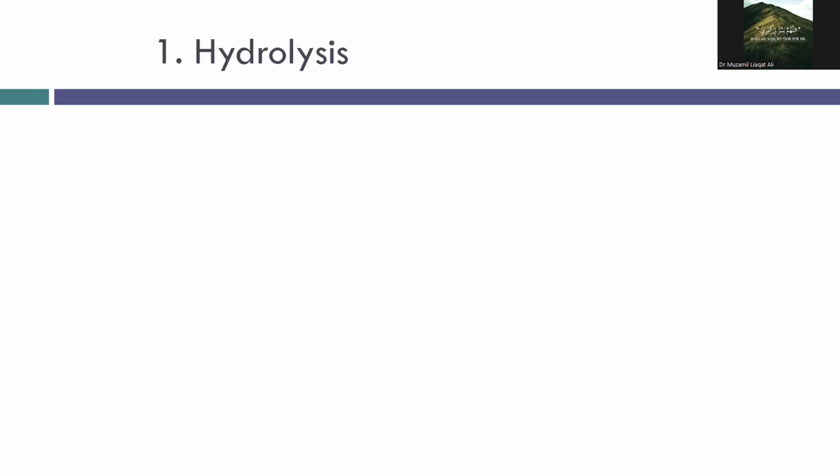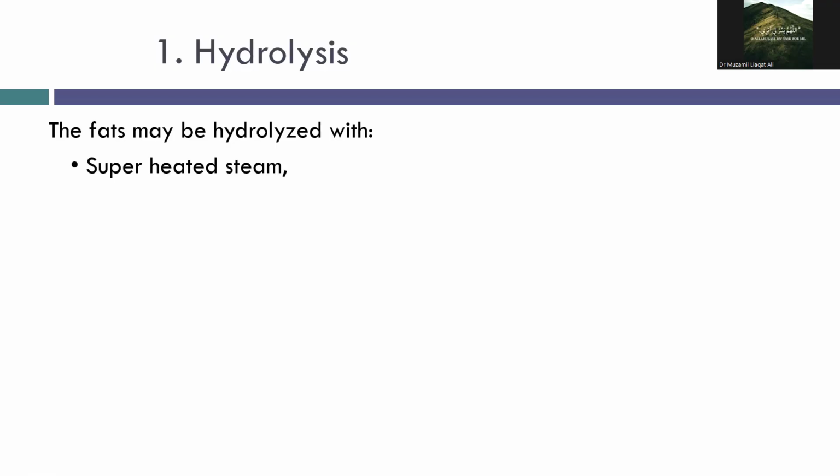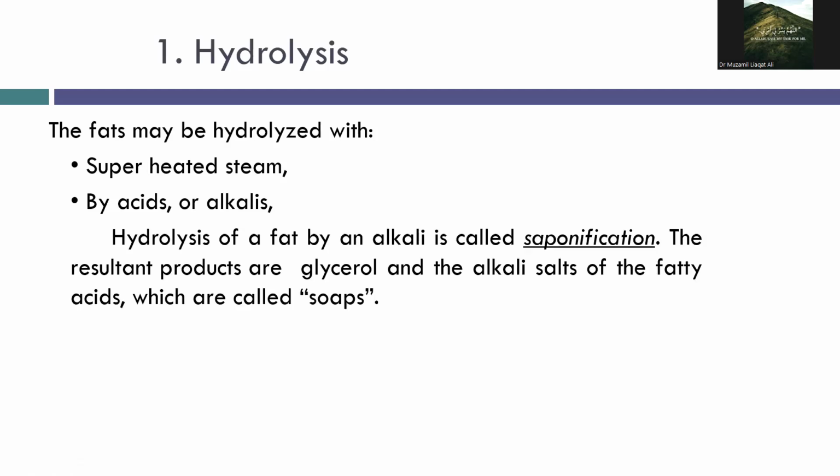Now let's move to the hydrolysis. Hydrolysis splits tags into glycerol and free fatty acids. This can happen with superheated steam, acids, or alkalis. Alkaline hydrolysis is called saponification, producing soap. And enzymes like lipases are biological catalysts for fat digestion.